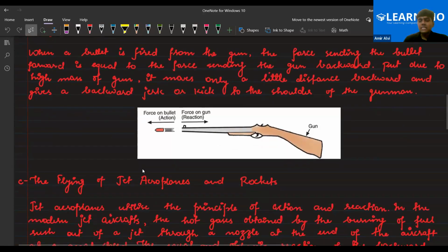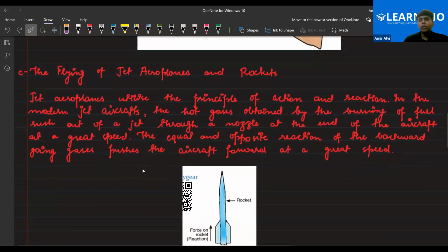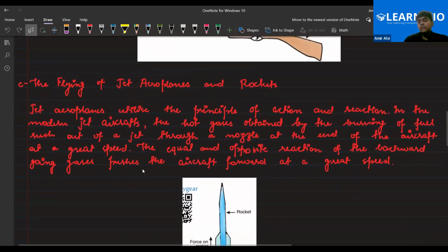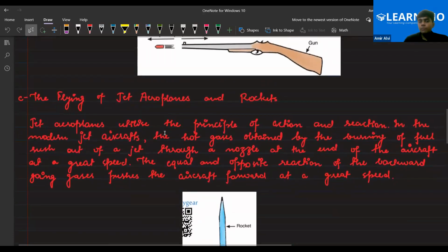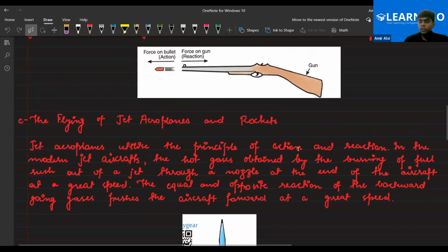Okay. Next is the flying of jet aeroplanes and rockets. This is one of the most common questions in the exam: how does the aeroplane work? The simple reason is that jet aeroplanes utilize the principle of action and reaction.